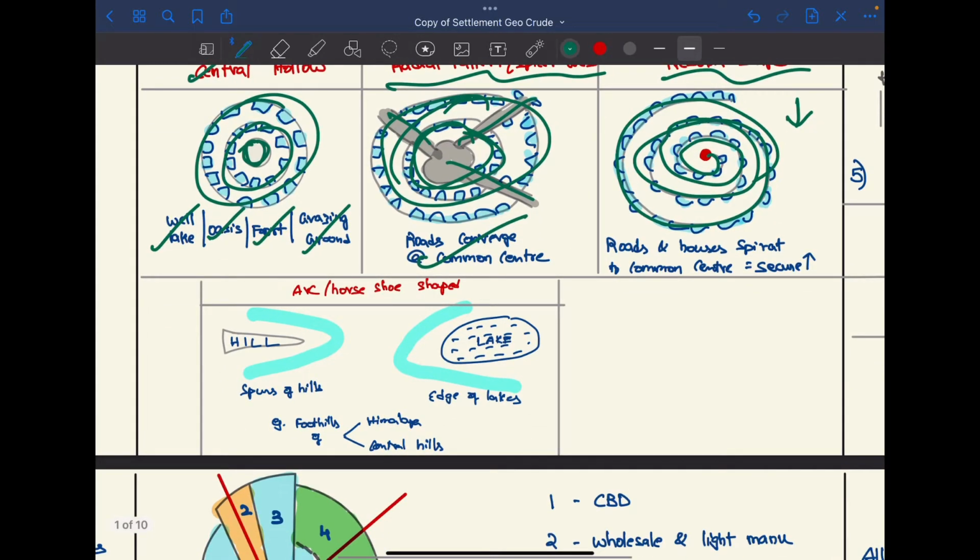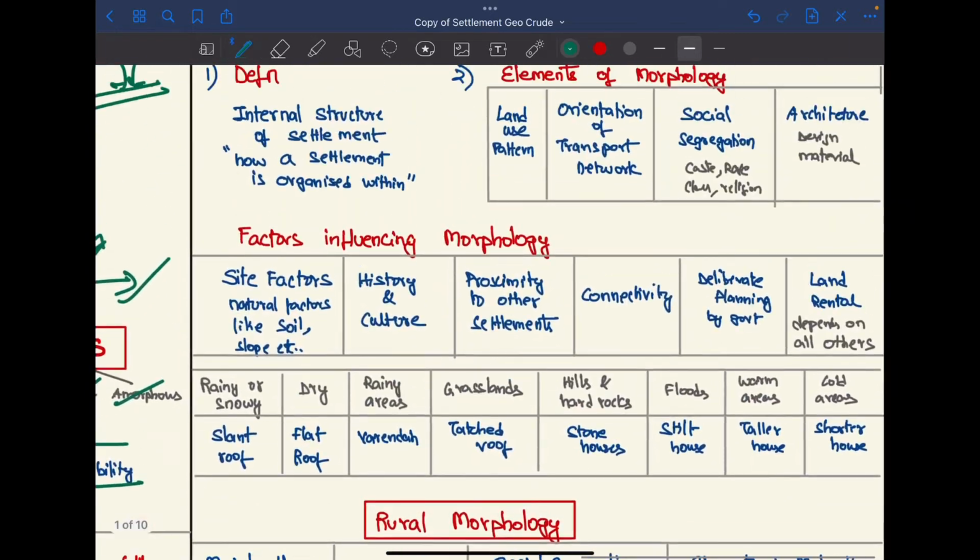Next, we have the arc or horseshoe shape. This is generally seen at the spurs of the hill or edge of the lakes. So like this, at the edge of the lake. So these are seen in Himalayas and central hills. So these are the variants of the rural settlements.